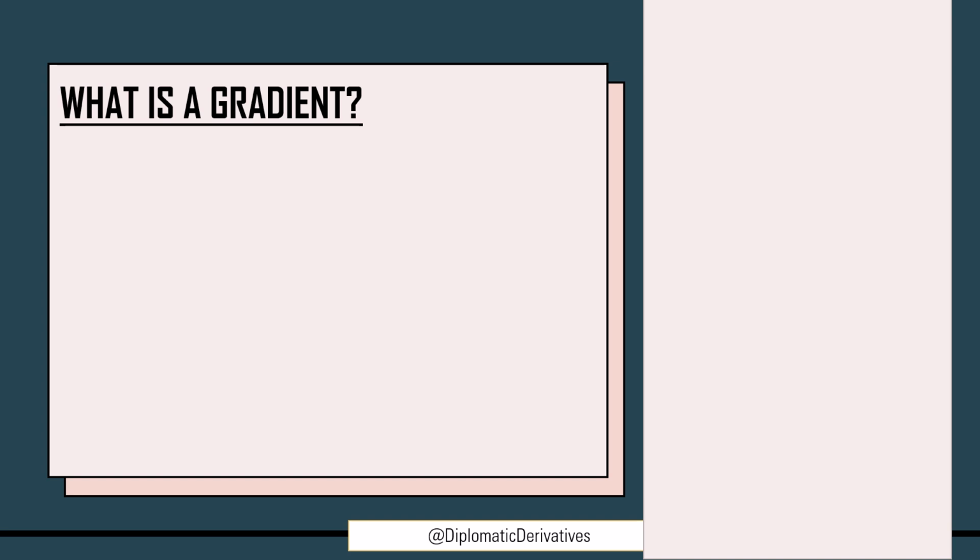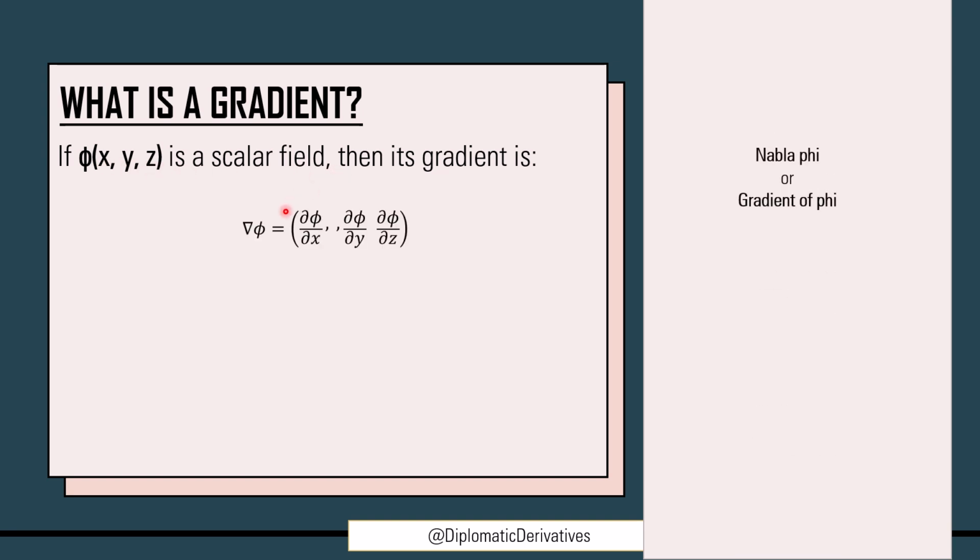Okay, so now we move on toward the term gradient. Now we understood what is a scalar field, we see what is a gradient. If phi(x, y, z) is a scalar field, its gradient is nabla phi, this is read as nabla phi, or you can say gradient of phi. Nabla phi is equal to del phi by del x, del phi by del y, and del phi by del z. That is basically the change of temperature or pressure or density, whatever the scalar quantity is, its change in the space. Okay, that is basically the gradient.